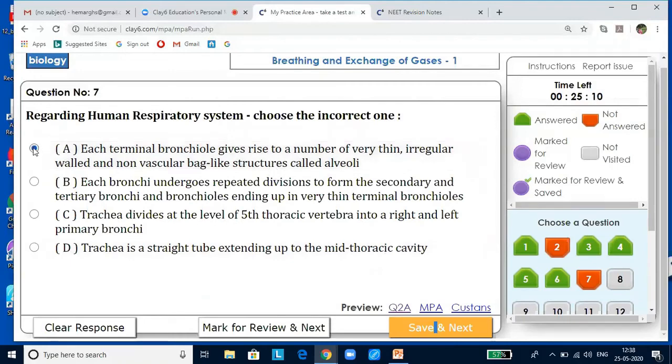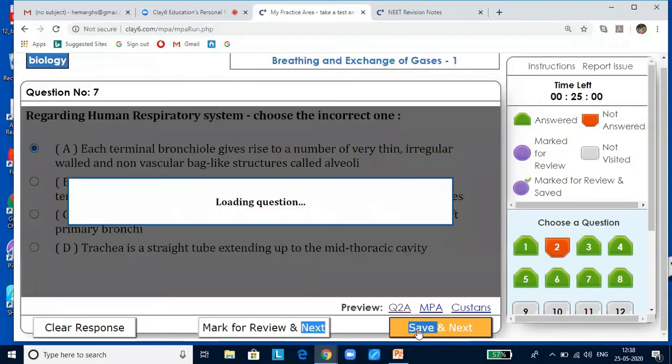Each terminal bronchiole gives rise to a number of very thin, irregular walled and non-vascular bags. Actually, they are vascular bag-like structures called alveoli. So that is the incorrect one.